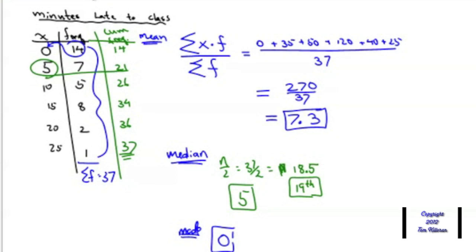That's okay. How do you get the mode? Mode, most frequent. You go up the frequency and you find which one's the biggest value. It happens at 14, so the mode is 0. It's supposed to be the easiest one to answer.